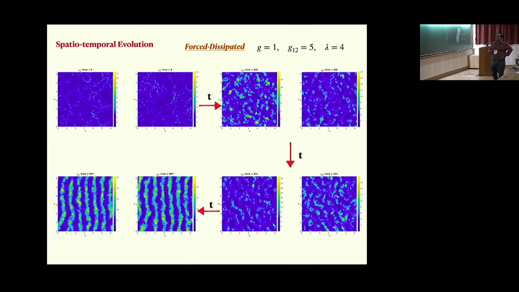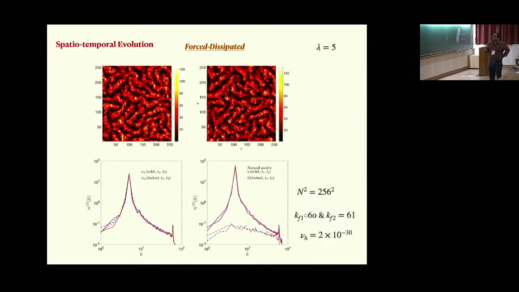I did the same in the presence of spin-orbit coupling, and I follow the time here. I start to see these stripes. And just to end, yet another simulation with lambda 5. I will show you the spatiotemporal evolution of the density fields.